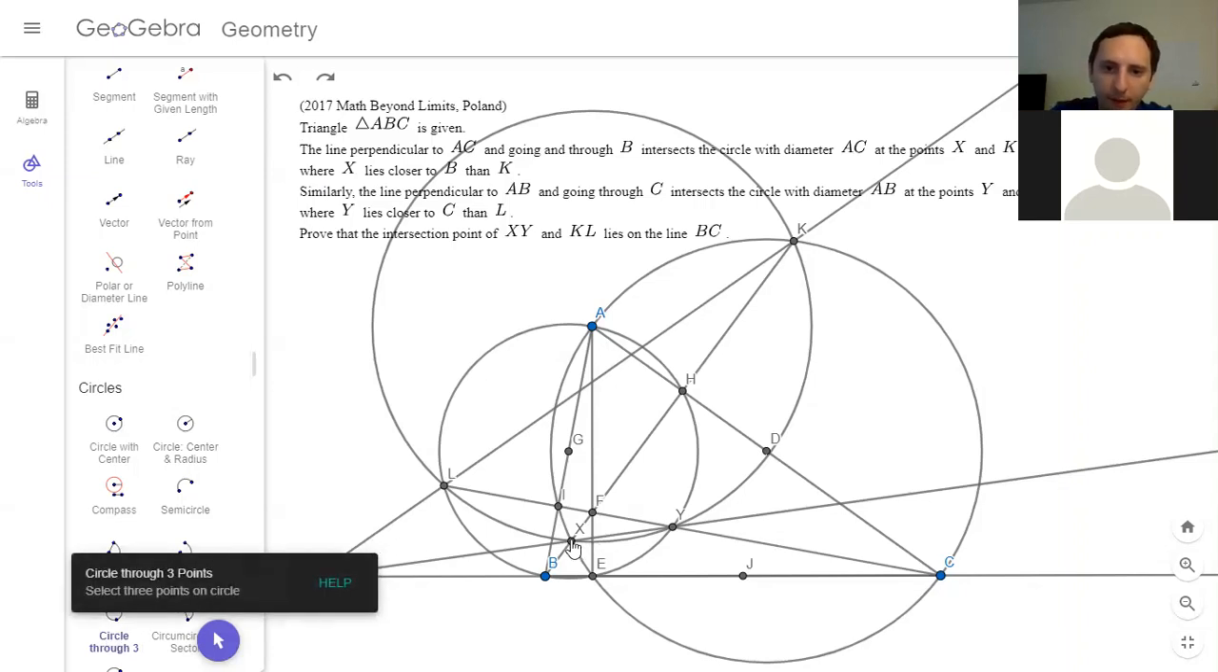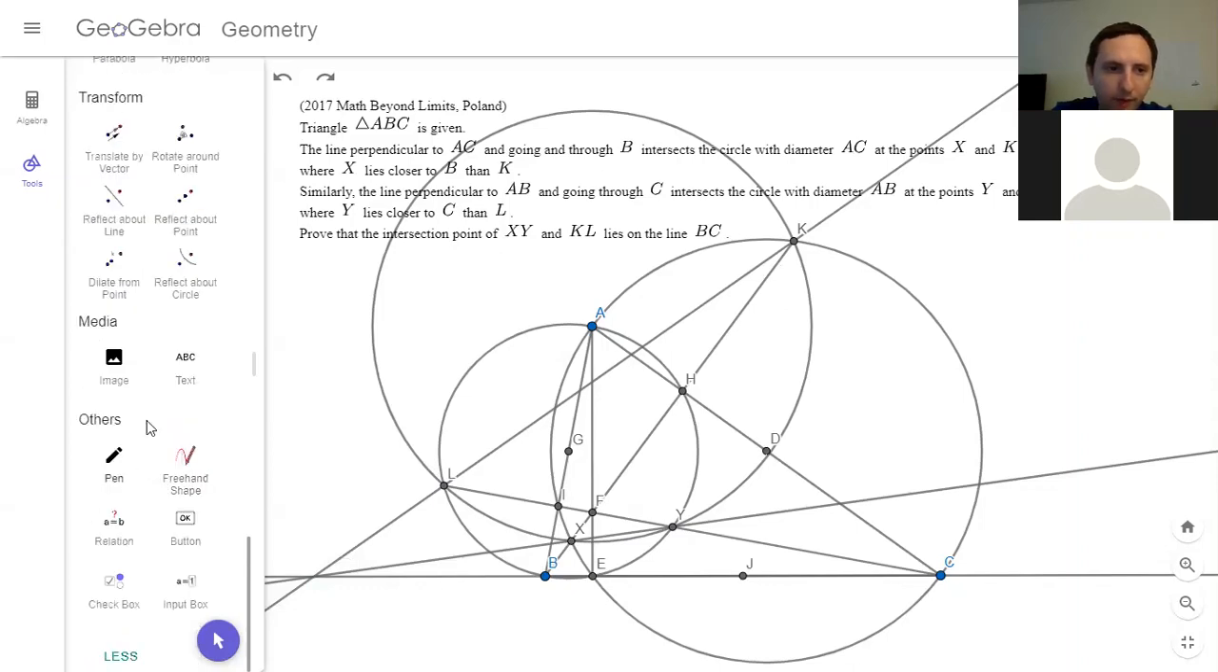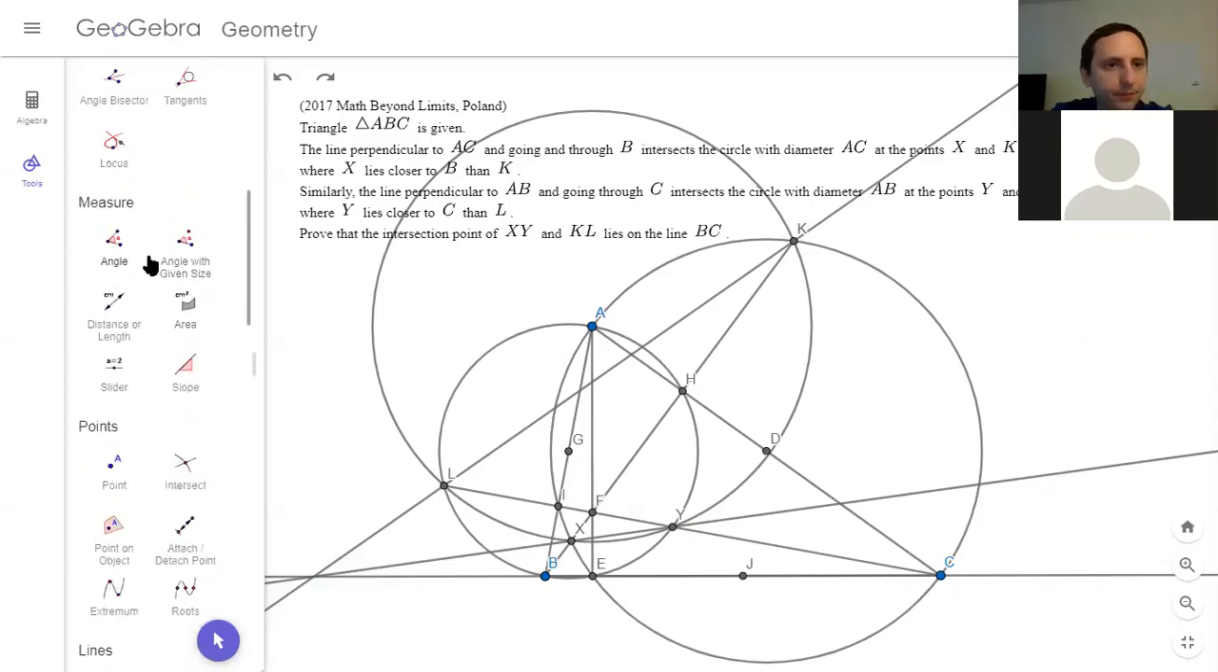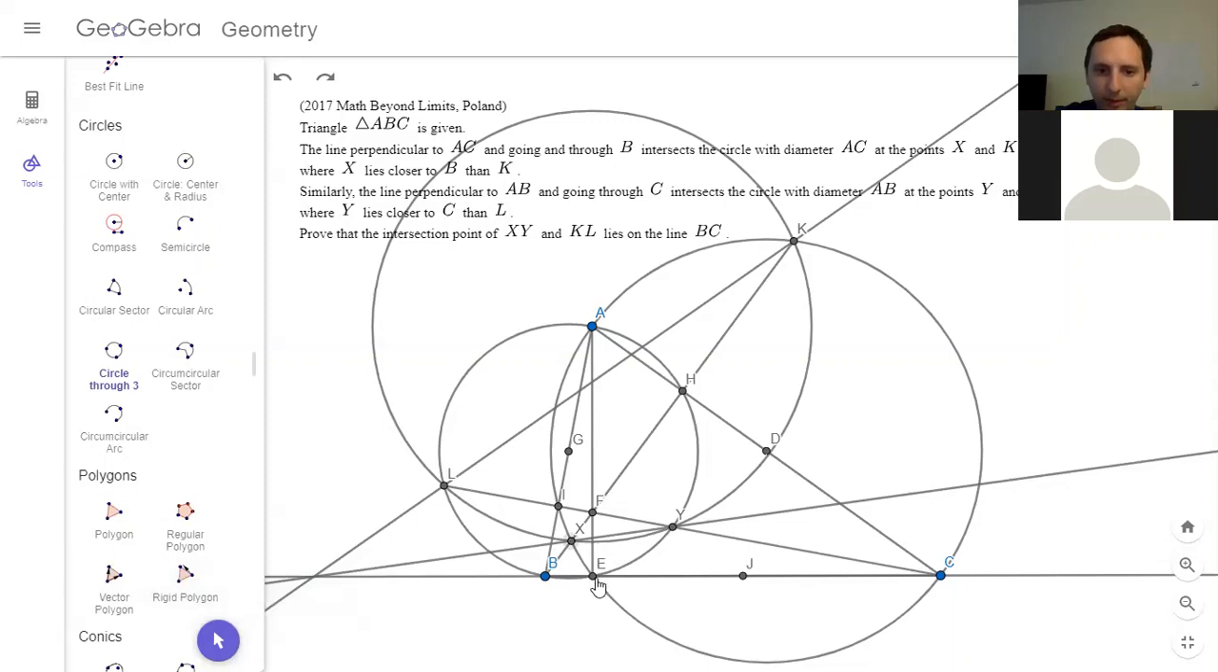Oh, you know what? I think if we can show that angle XEY is equal to angle LEK, then that would solve the problem. Let me check if that's true. So angle XEY is 88.7, and angle LEK, yeah, because if angle XEY is equal to angle KEL, then a spiral similarity takes XEY to LEK, and so these two circles would have to concur on BC.